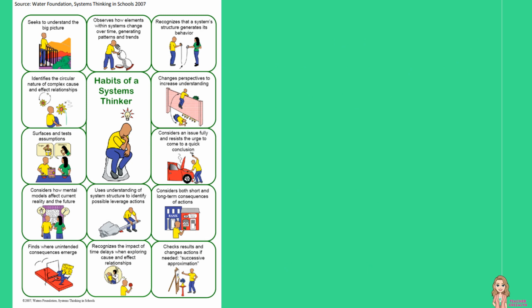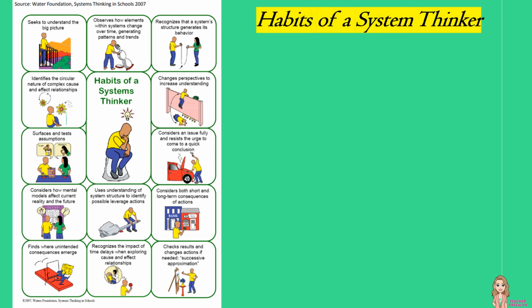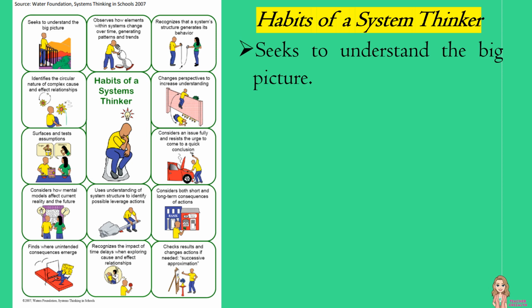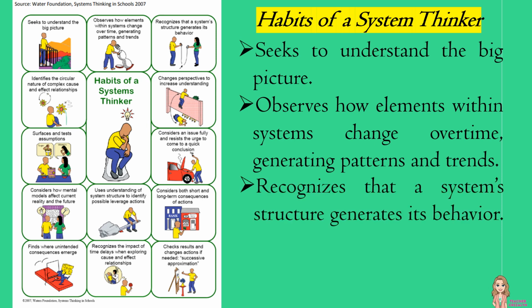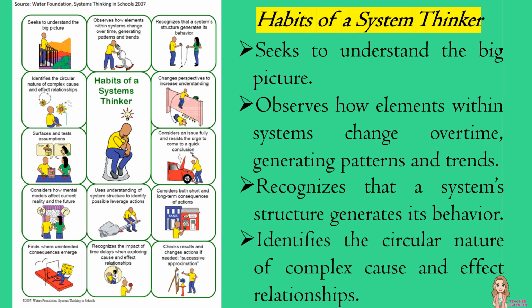According to Water Foundation Systems Thinking in Schools 2007, there are 13 habits of a systems thinker. First, seeks to understand the big picture. Second, observes how elements within a system change over time, generating patterns and trends. Third, recognizes that a system's structure generates its behavior. Fourth, identifies the circular nature of complex cause and effect relationships.